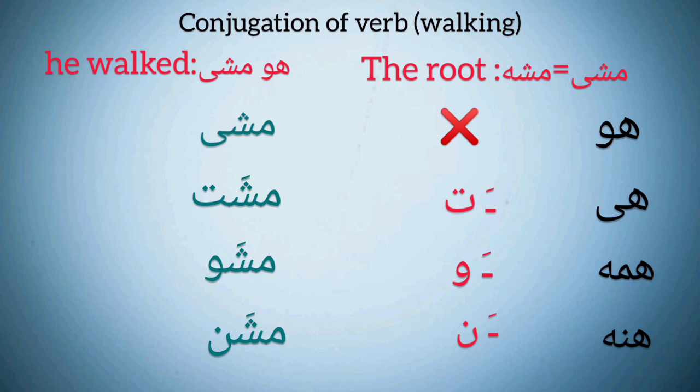هي مشت. In these pronouns, هو, هي, هم and هن, the alif at the end of the roots must be deleted. هي مشت, she walked. And هم مشوا, they walked. It's a plural and it's masculine. But for feminine plural we say هن مشن. They walked. It's plural and for females, هن مشن.